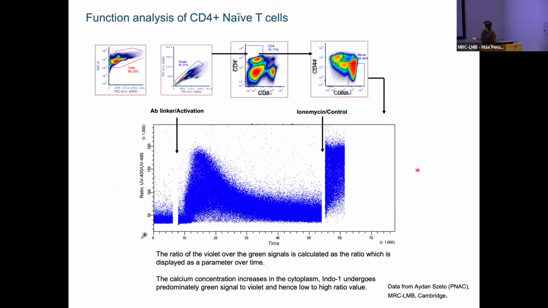Here, Aiden did calcium influx assays on CD4 positive naive T cells. He gated to locate the naive T cells by a surface marker, and then applied an antibody linker, which activates the naive T cells. You can see the calcium influx occurs and returns to the ground state. Then they applied ionomycin, just acting as a control. So here it shows you a beautiful calcium influx plot.